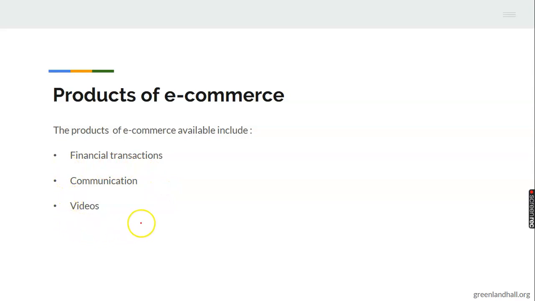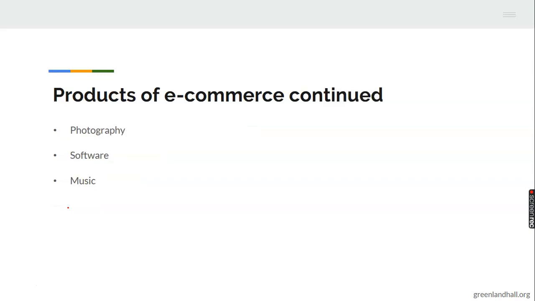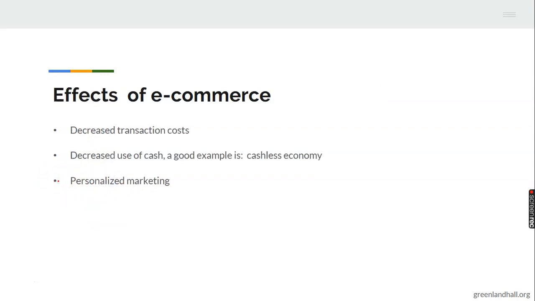Then we equally have different forms of videos which are produced or provided as e-commerce products. Then we have photography also. We equally have different softwares that are e-commerce products. We have music also that are also e-commerce products.